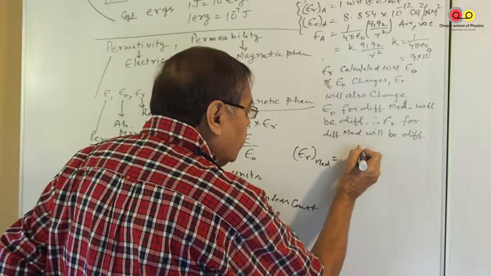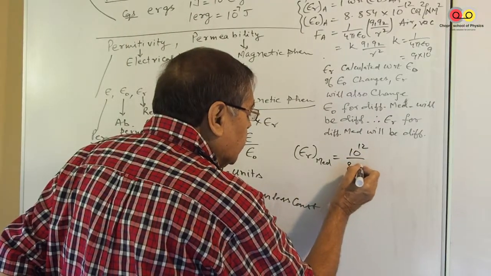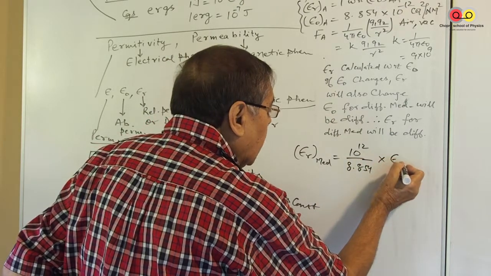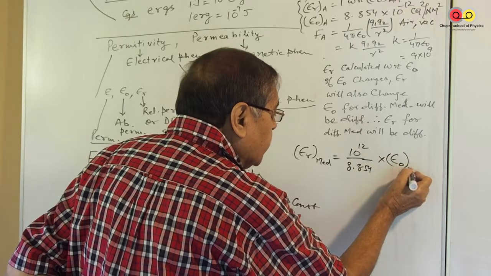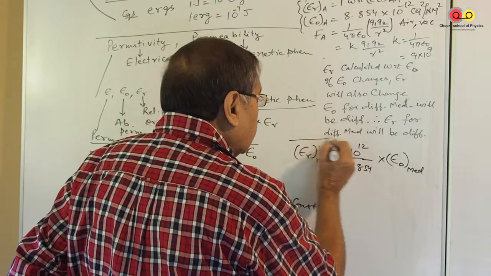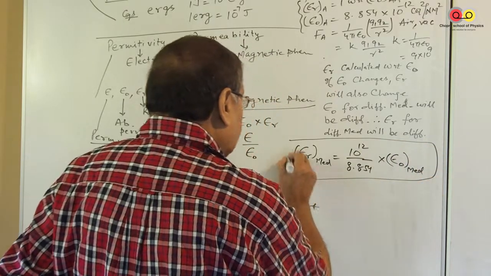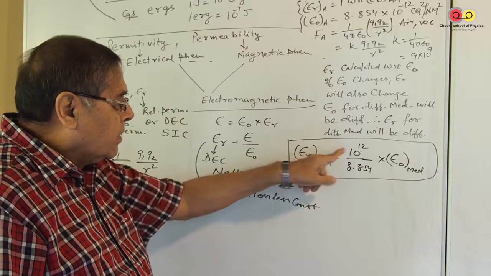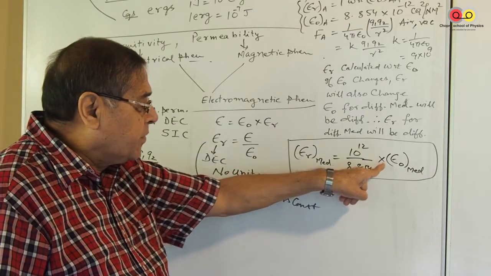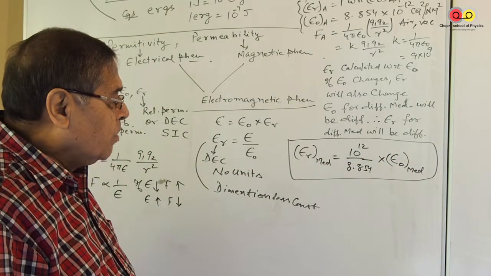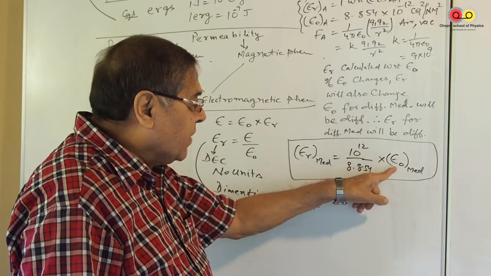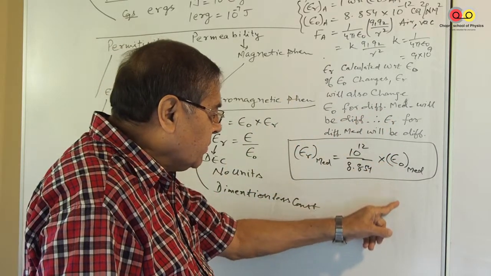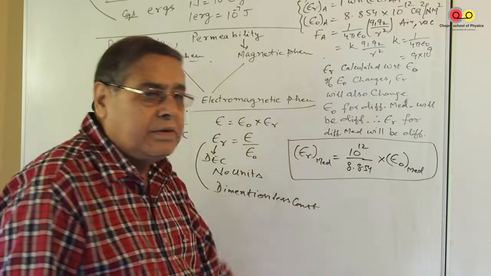10 to the power 12 over 8.854 multiplied by the absolute permittivity of the medium. So I have written a formula to be applied for any medium, that is, the dielectric of a medium: 10 to the power 12 by 8.854 into the absolute permittivity of that medium. This indicates that if the absolute number increases, the dielectric will increase. If the absolute number decreases, the dielectric will decrease.